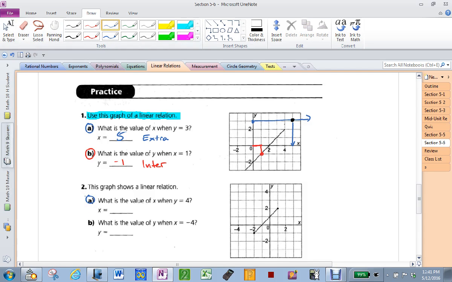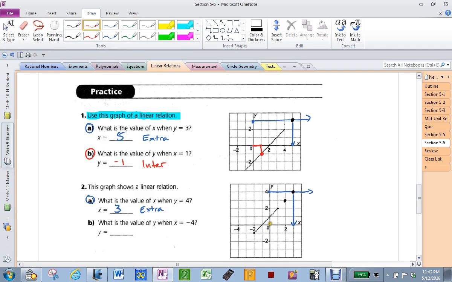When y is 4, inter or extra? Extra. Because y is 4 is not on the graph. But, oh, no, y is 4. So I go up, up, oh, and there it hits. What's the value? 3.